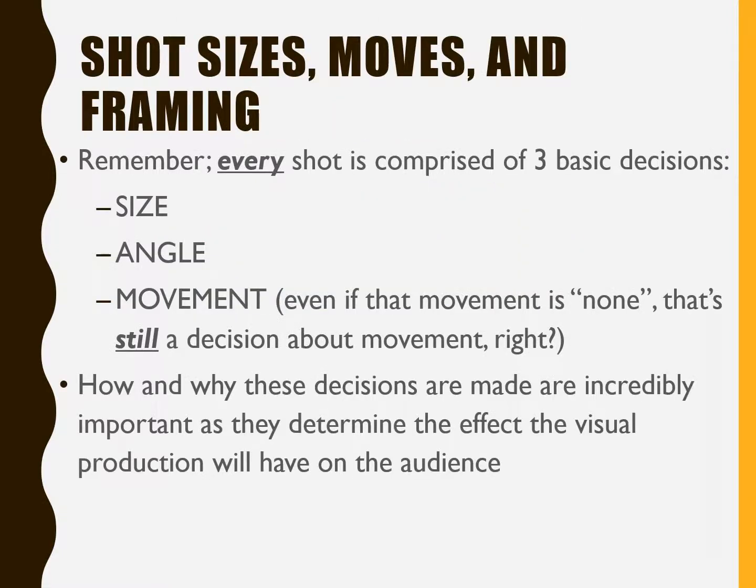So remember that every shot is comprised of 3 very basic decisions. The size, how big is the shot, how much information am I getting? The angle, from what angle am I looking at this shot? And the movement. Even if that movement is none, right? There's no movement in the shot, that's still a decision about movement, right?